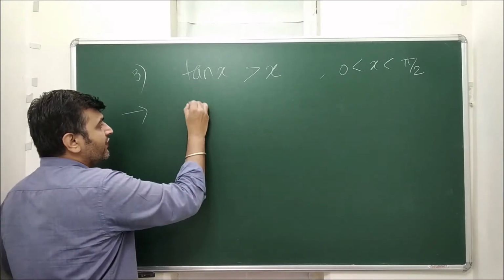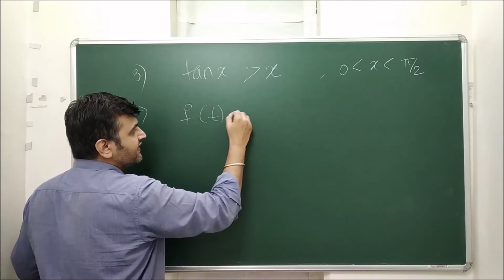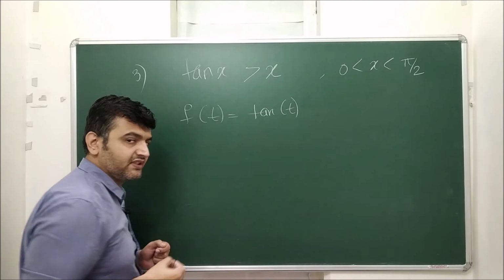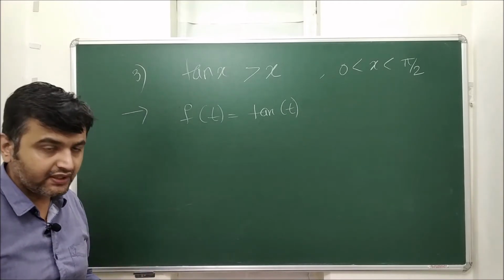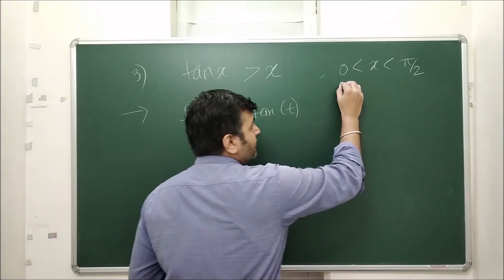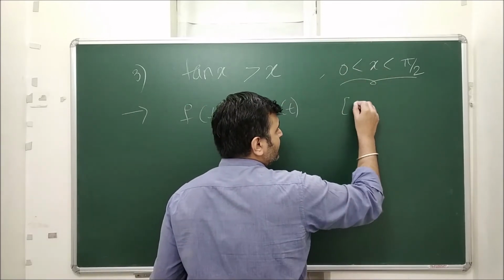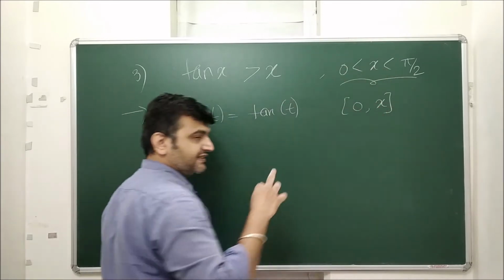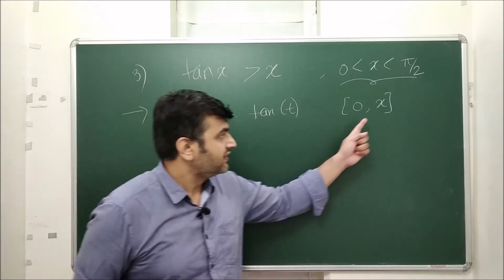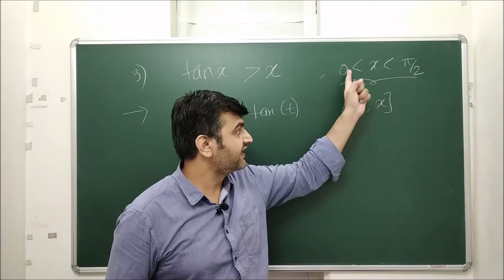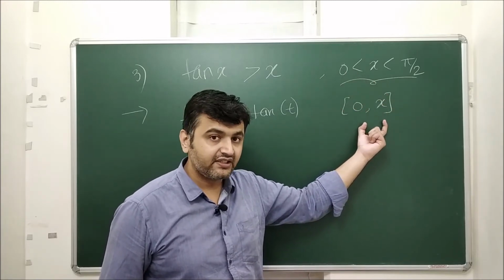So here you take your function f of t. As you can see, tan is involved, so you take tan t. That was the obvious thing. But now what interval will you take? Now I have to prove this. What I know is that x is greater than 0. So I can take the interval 0 comma x, where x is a fixed number. But then it has a range. It can't go beyond pi by 2 and it is greater than 0. So this is an interval.